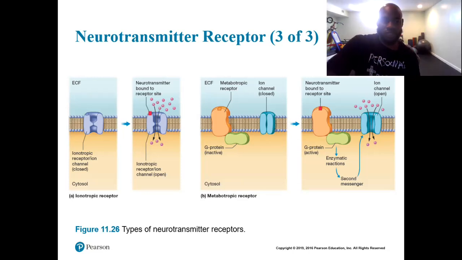And how they work. Notice this, ligand binding to the site, opening up. And this metabotropic receptor, G protein inactive. Neurotransmitter binds here, G protein activates. And you have an enzymatic reaction, second messenger, allows for this ion channel to open.